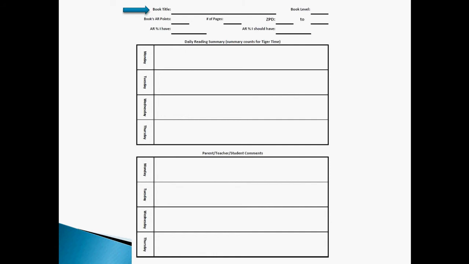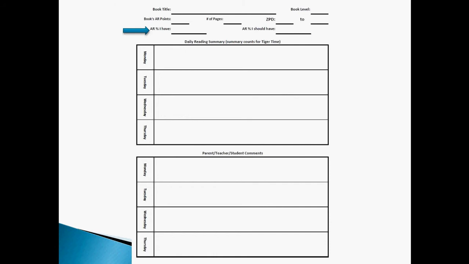On the back of the work list, students are required to have the name of the book they are reading, the point value of the book, their AR percentage. Now, it's important to note here that all students do not have the same point goal, which is why we tend to speak in percentages so that we can have sort of a level playing field there.